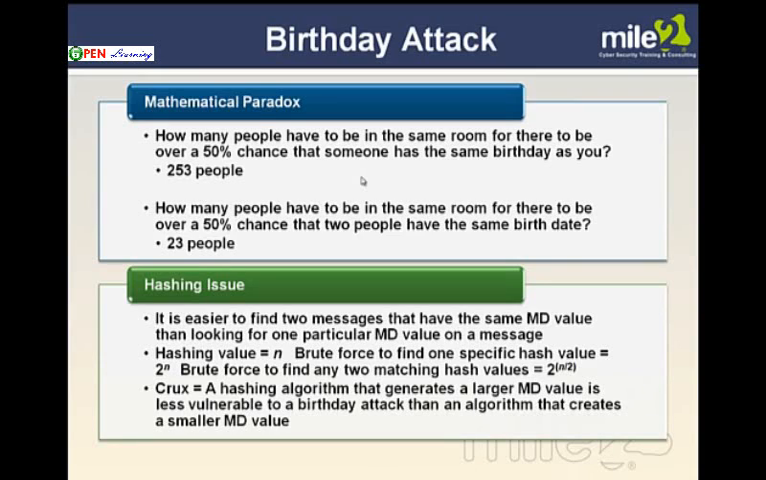And there's the birthday attack. And with this, it's basically based on a mathematical paradox. The idea is looking at how many people would have to be in the same room for there to be over a 50% chance that someone has the same birthday as you might. So it's really mathematical likelihoods, statistical likelihoods.